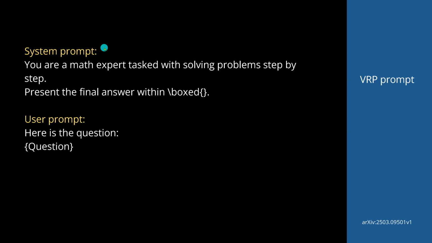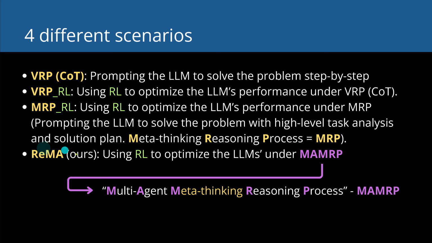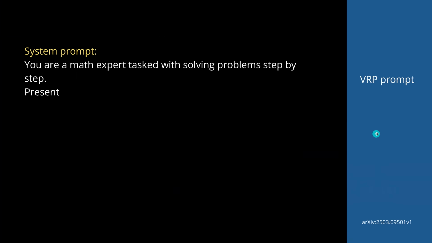So a system prompt for the vanilla version of the reasoning process would be: you are a math expert tasked with solving problems step by step. This is our chain of thought formulation. Present the final answer within boxed. And here's the question. So this is the vanilla version. Then, of course, we say, great.